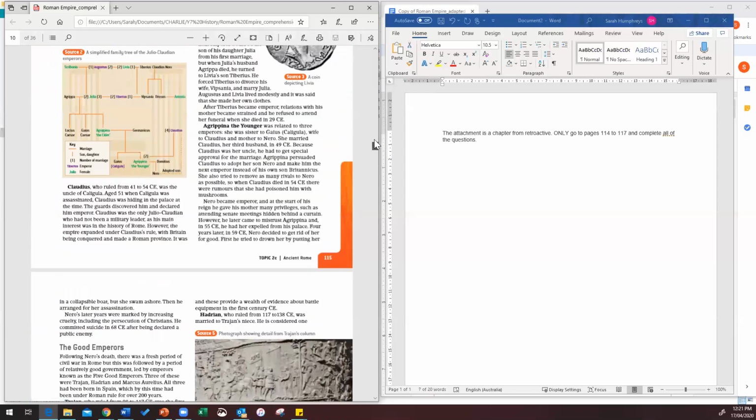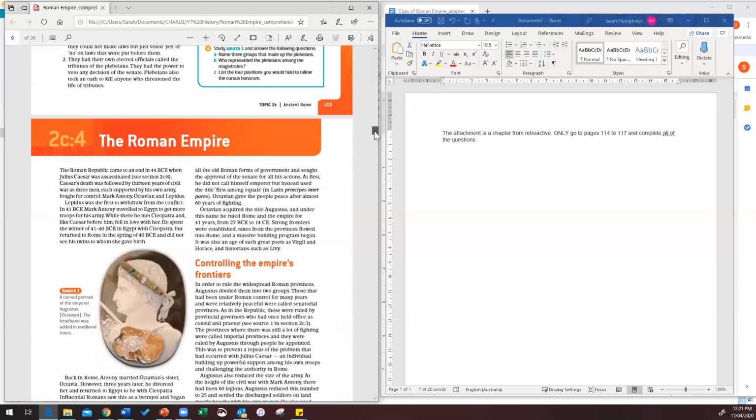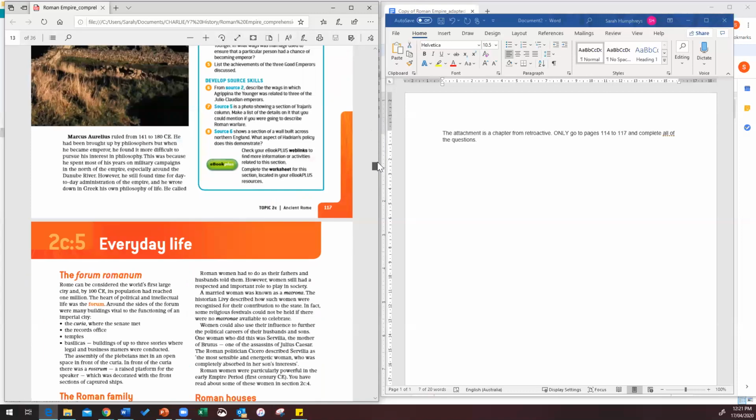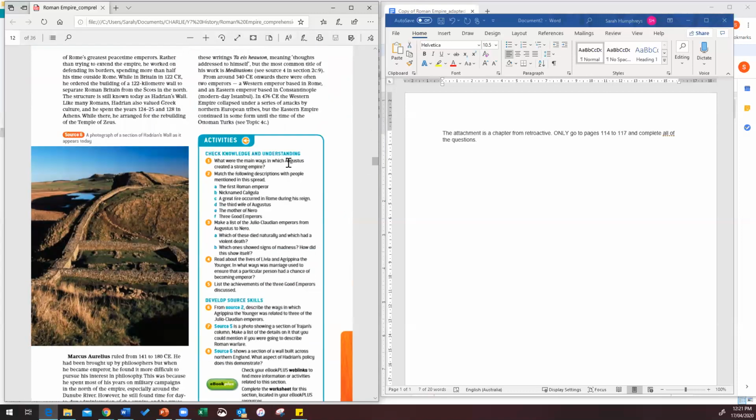And so I need to go back up to the start of my chapter. The second barrier that I can see here is there is a lot of text, and I need to read the text and a lot of very subject specific language. So I'm going to have to scroll between my questions. What were the main ways in which Augustus created a strong empire?